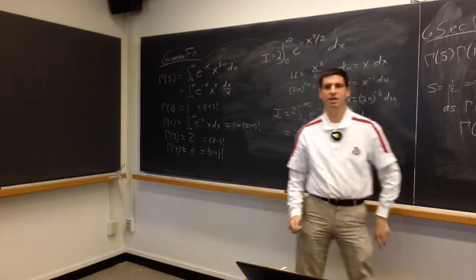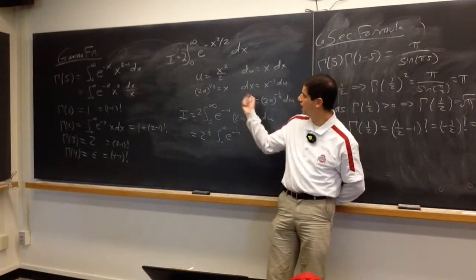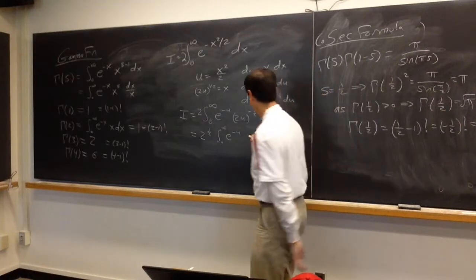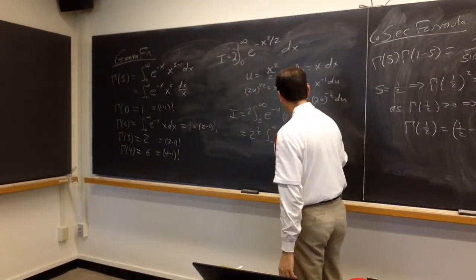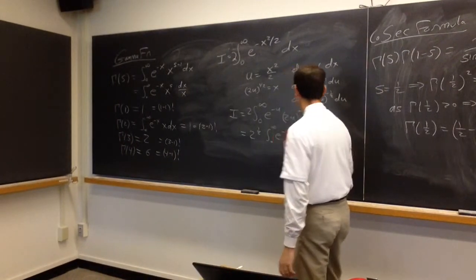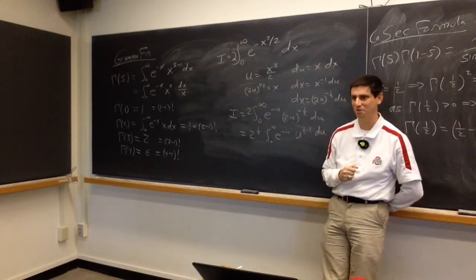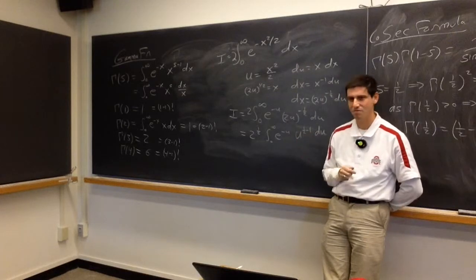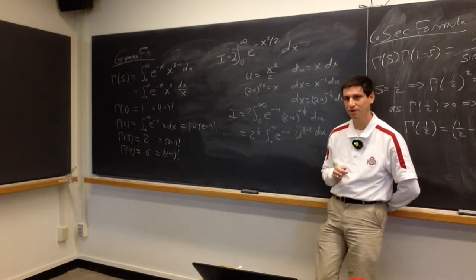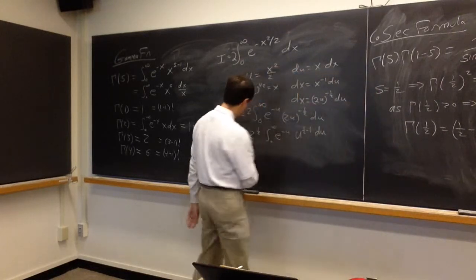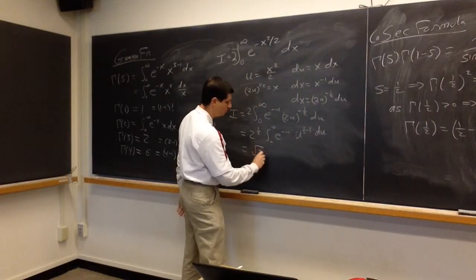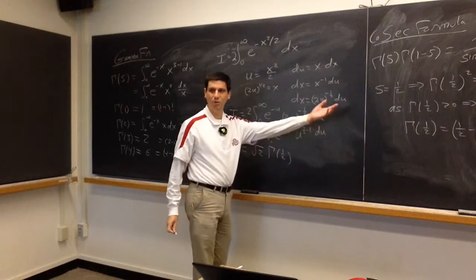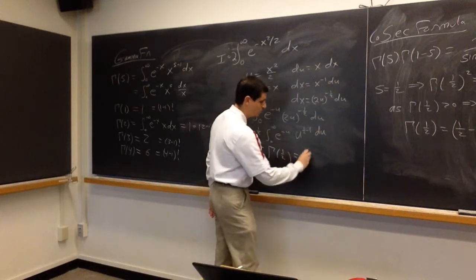But if I want to write this as a gamma function, how should I write u to the minus 1/2? U to the, okay, or minus 1. It's less chalk to write minus 1. So if I write it like this now, what does this become? Gamma of 1/2. So we get the normalization constant is the square root of 2 times gamma of 1/2. And from what we calculated before, that's going to be the square root of 2 pi.